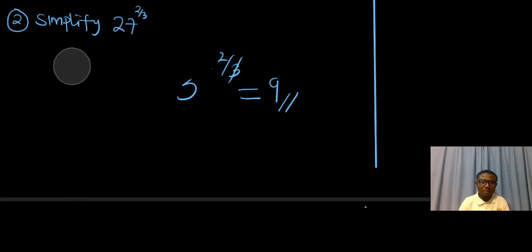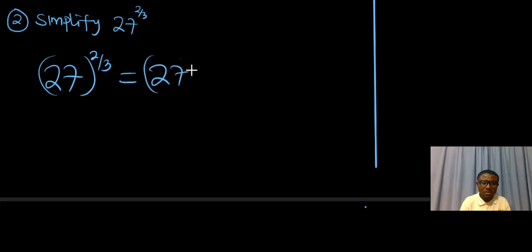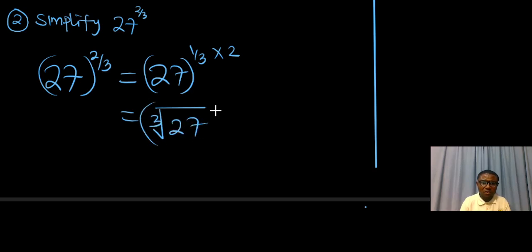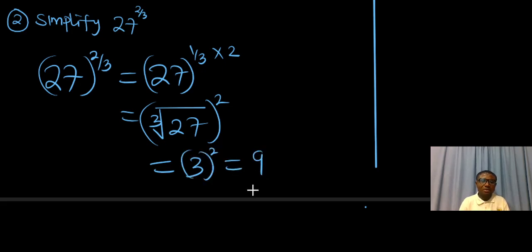Alternatively, we can do 27 to the power of 2 over 3 as 27 raised to the power of 1 over 3, times 2. So this becomes the cube root of 27, all squared, right? Then this will give us 3 to the power of 2, and we have 9 as our answer still.